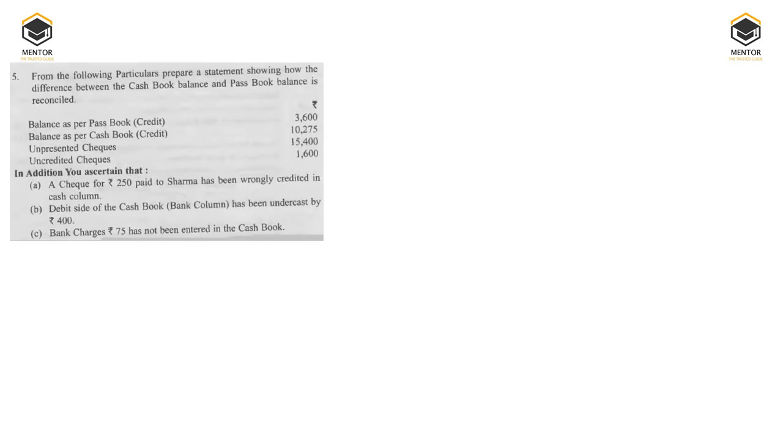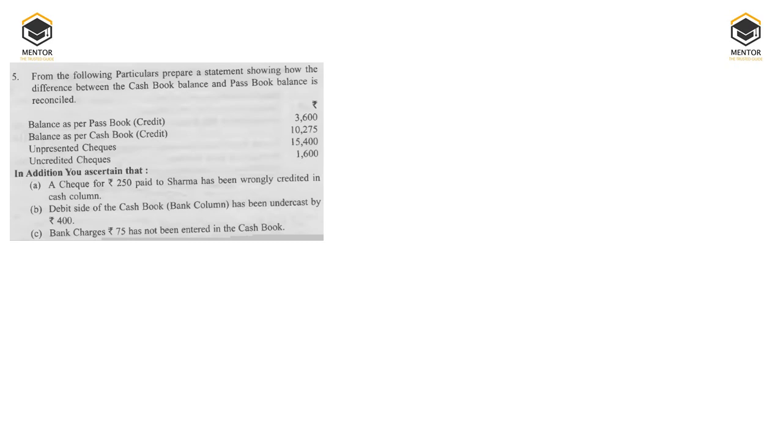In this question, from the following particulars prepare the BRS. Bank balance as per passbook credit. Passbook balance credit in the sense favorable balance. Please bear in mind, balance as per cash book credit. Cash book credit balance in the sense overdraft. Both the balances we have given in the question and we have not been asked for any answer. Therefore, we can take any one balance and find out the other balance as the answer.